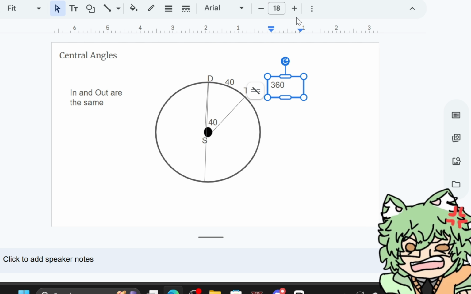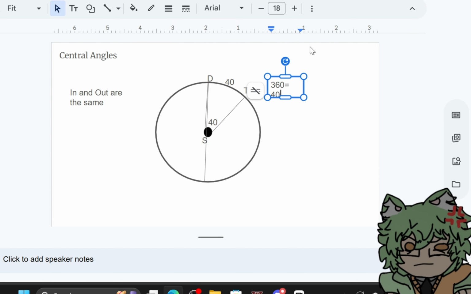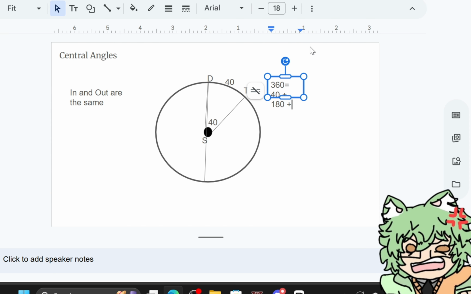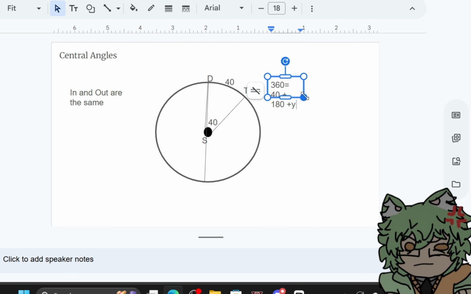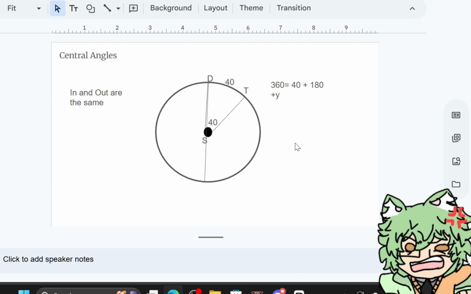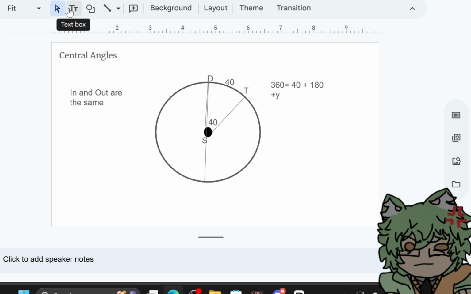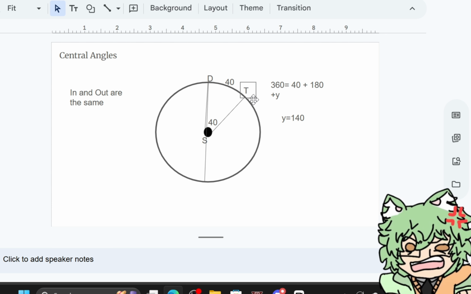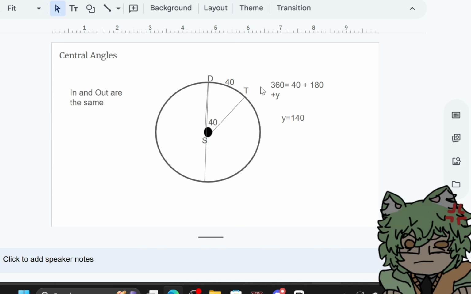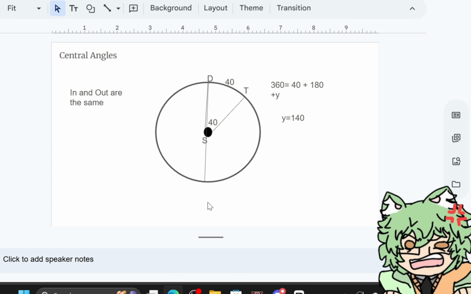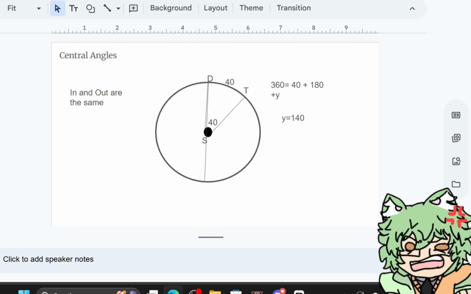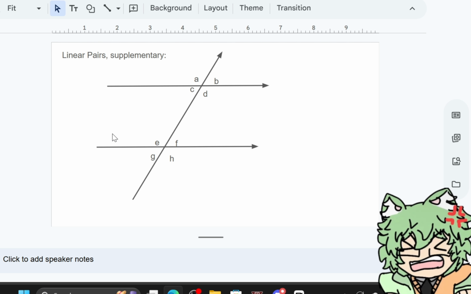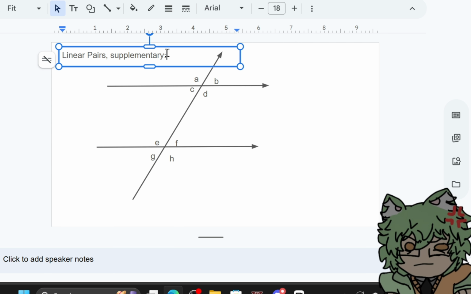Yeah, 360. So now, if you want to solve this, you take 40 plus 180 plus, I don't know why, and you get 220. 220, 360. So the missing angle here is 140. This would be 140. This would be 180. You get it now? You don't? I don't care, because I also don't get it.